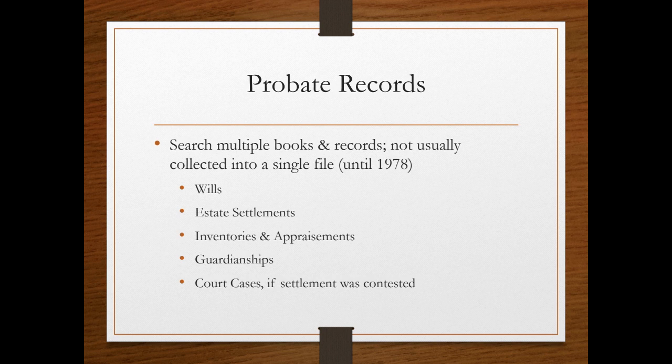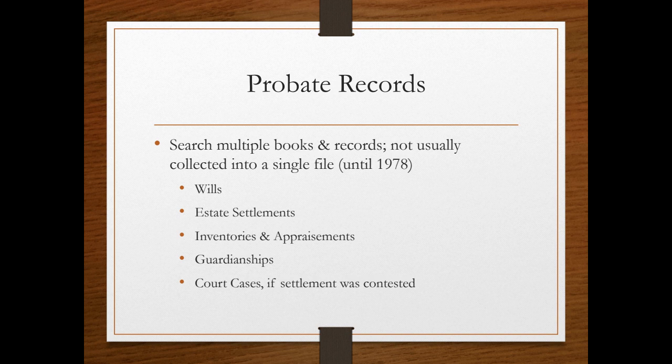The problem with probate records for Kentucky is we didn't actually have a probate case file like we do today. That didn't start until 1978, which is very late as far as trying to locate these records. So when looking for probate records, you're going to have to search multiple books and multiple types of records. It can be a bit of a tricky situation sometimes, but usually the best places to start are the will books. If they have a will, it's going to be in there.